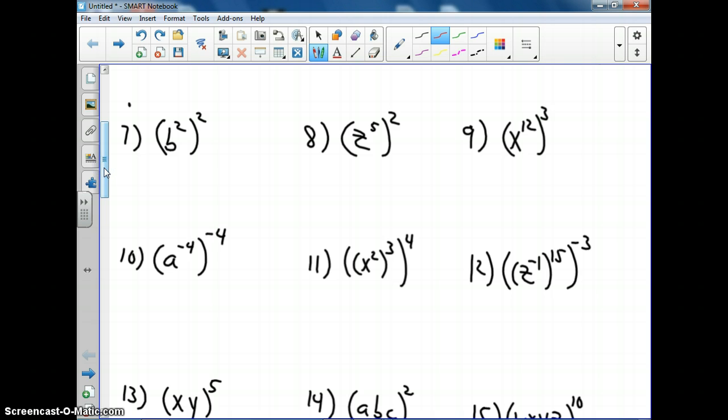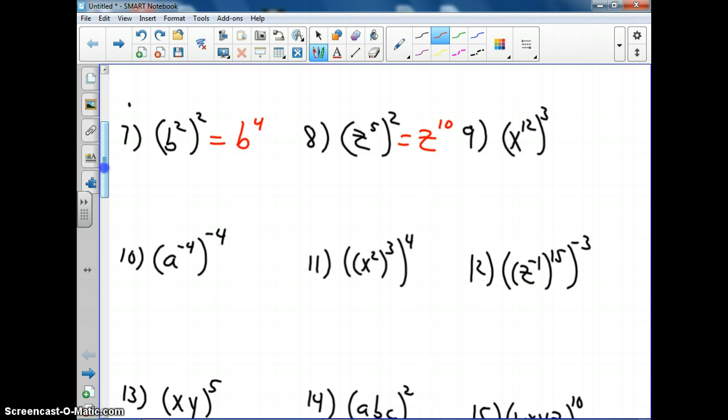Here's number 7. What you learned is this: when you have a power to a power, what do you do with those two numbers? Multiply them. So b squared to the 2nd would be b to the 4th, because 2 times 2 is 4. Z to the 5th to the 2nd would be z to the 10. Z to the 10 is right.